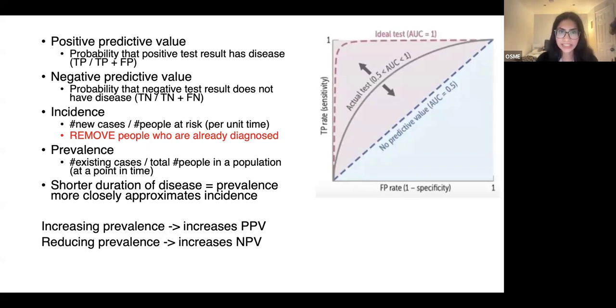Positive predictive value is essentially what it says on the tin. If you get a positive result, what's the likelihood that you really do have the disease? So you're dividing the true positives over the total positives, which is going to be true positives and false positives. Okay, and the negative predictive value is the opposite. The probability that if I get a negative result, I for real don't have the disease. So true negatives divided by the total number of negatives. Again, true negatives plus false negatives.